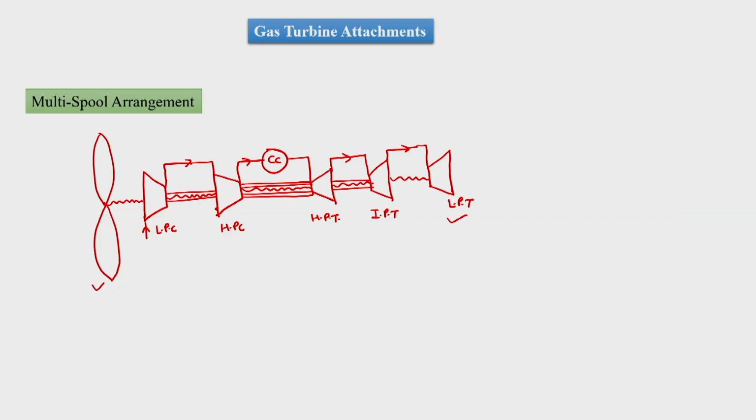So the propeller would run at a speed which will be catered by the low pressure turbine, the low pressure compressor would run at a different speed which will be catered by the intermediate pressure turbine, and then the high pressure compressor would be catered by the high pressure turbine. So these are some arrangements for the gas turbine power plant which are efficient and required to get the desired output or desired efficiency.